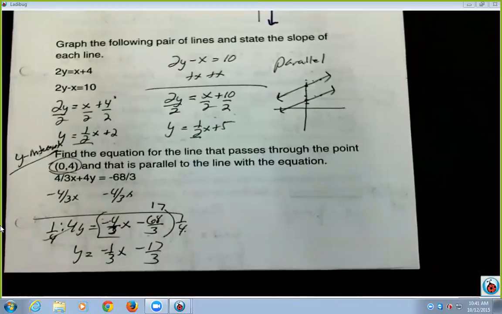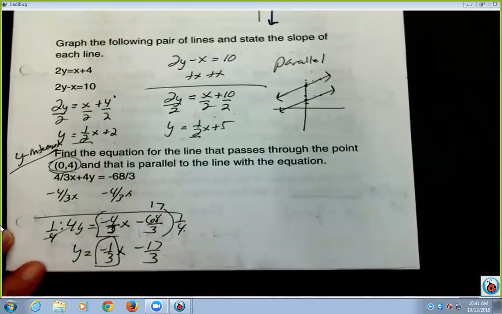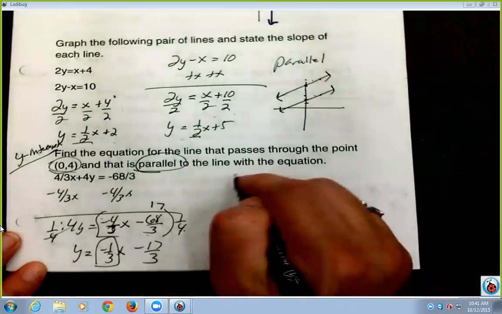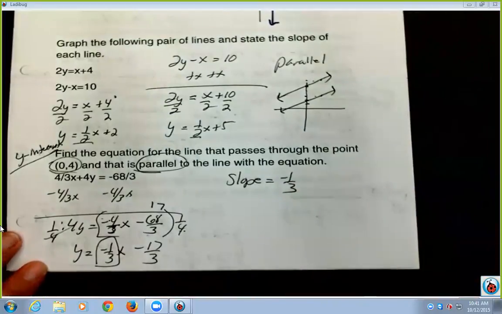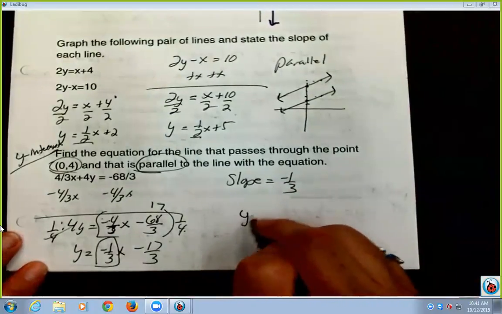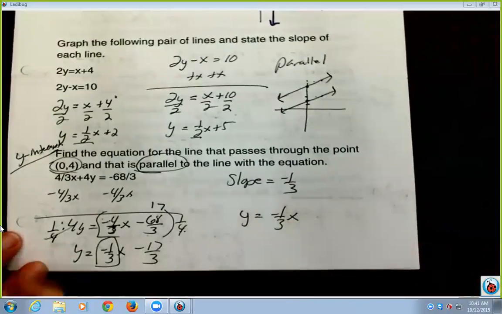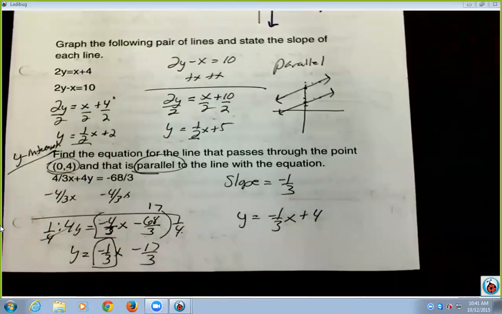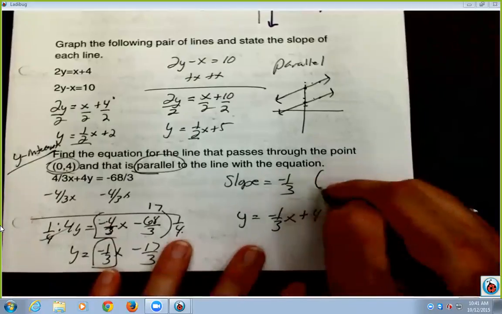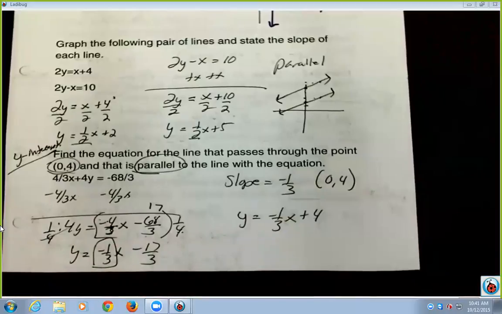So what did I need out of that equation? What was the only piece I needed? The only piece I needed was the slope. And since it's parallel, the slope's going to stay the same. My new equation is y equals a negative 1/3 x. Since I have an intercept already, all I got to do is put plus 4. And I'm done. I got my equation. Didn't have to graph this one. It just wants to know what we get for our pieces in there.